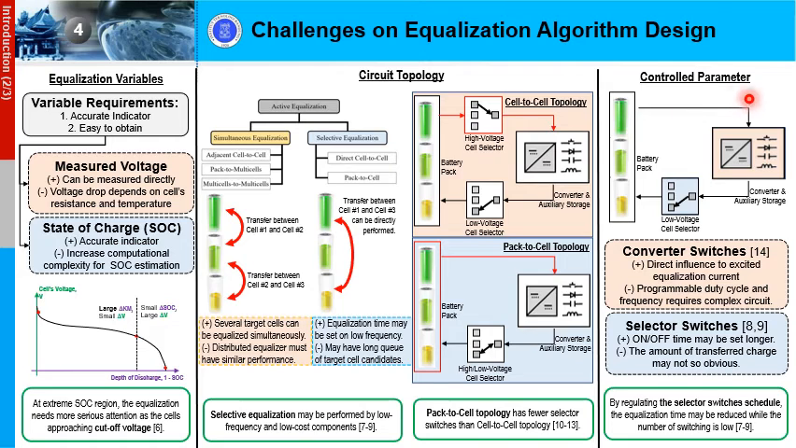Lastly, the control parameter usually is the duty cycle and frequency of converter switches or the selector switch on-off time schedules. In this research, we combine these key ideas to propose a new equalization algorithm.